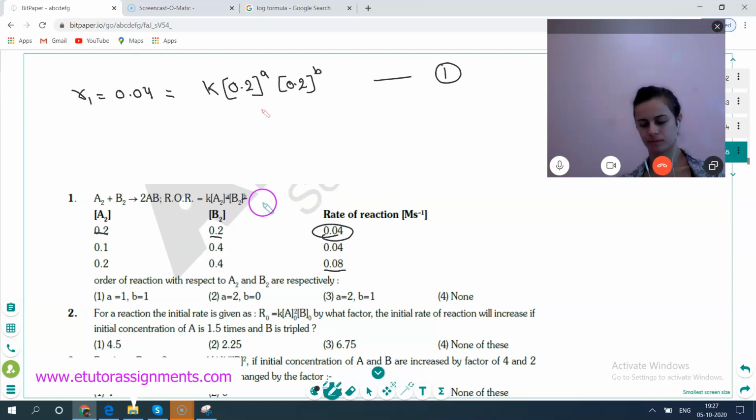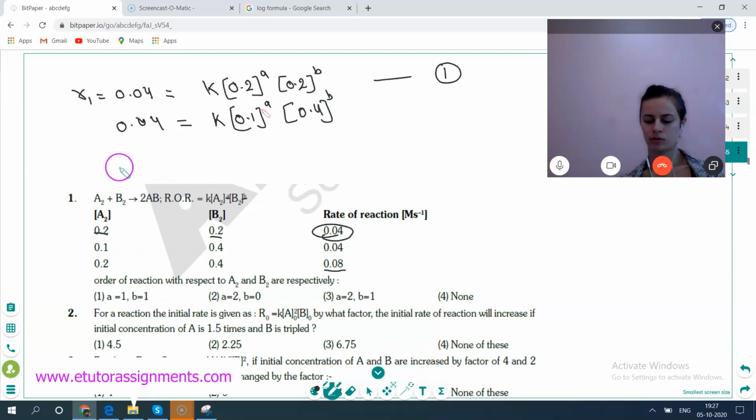Tell me the next equation. 0.04 is equal to K times 0.1 power A times 0.4 power B. Then equation 2 and equation 3: 0.08 is equal to K times 0.2 power A times 0.4 power B.